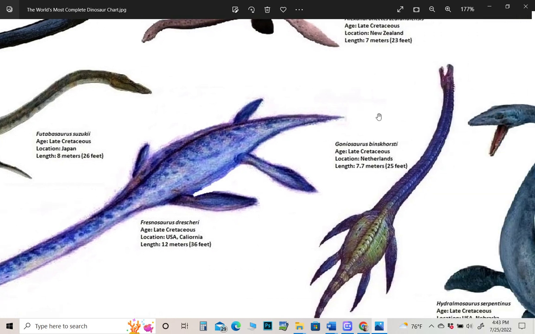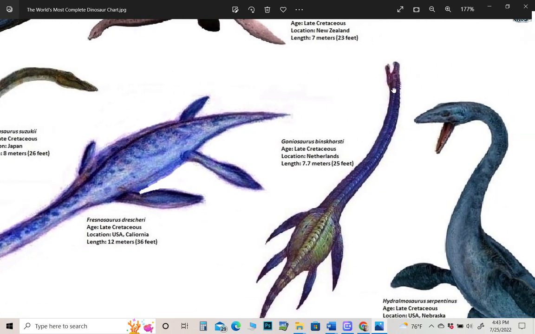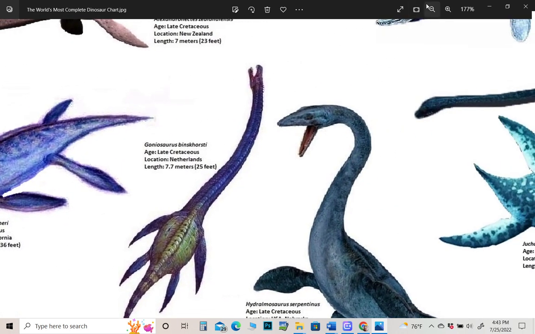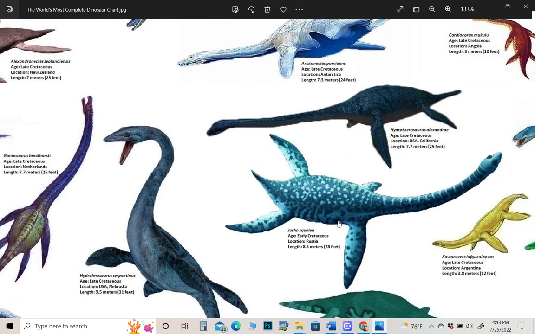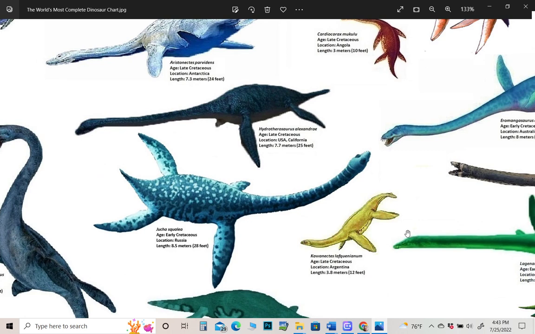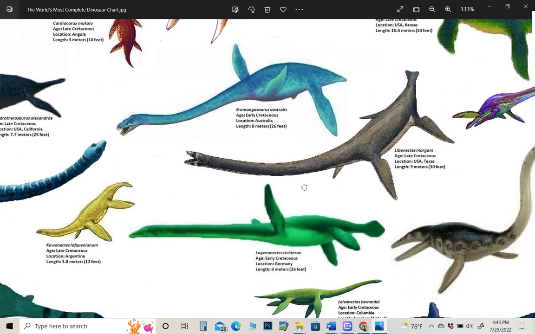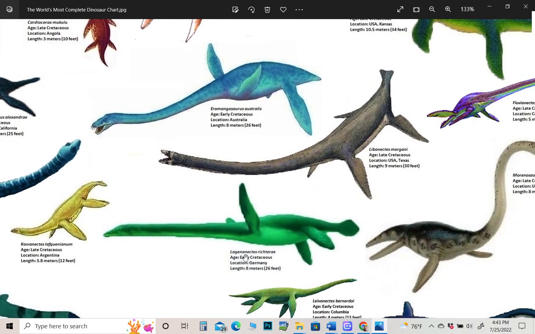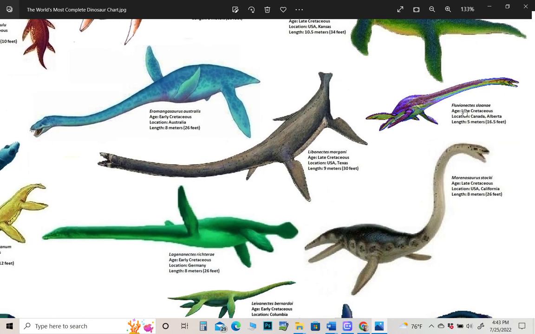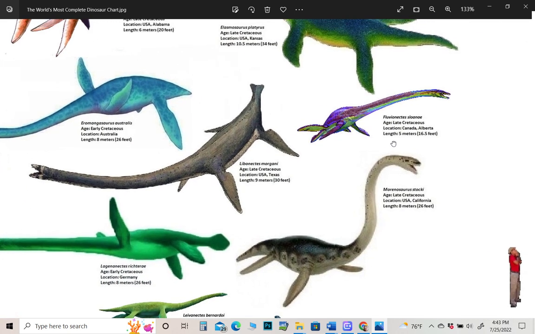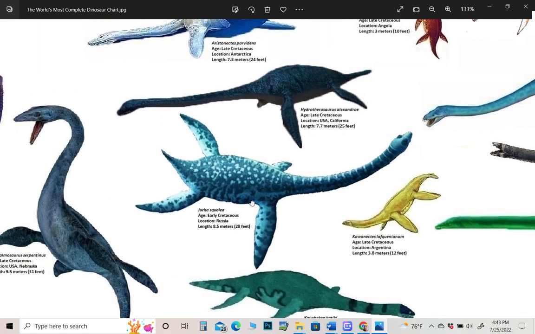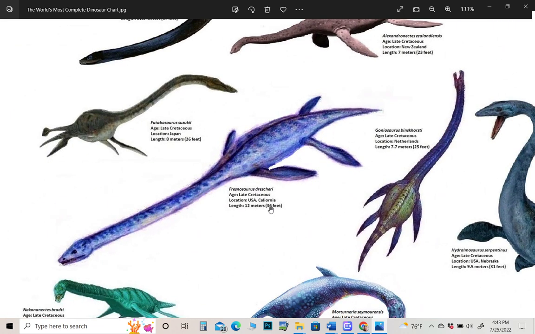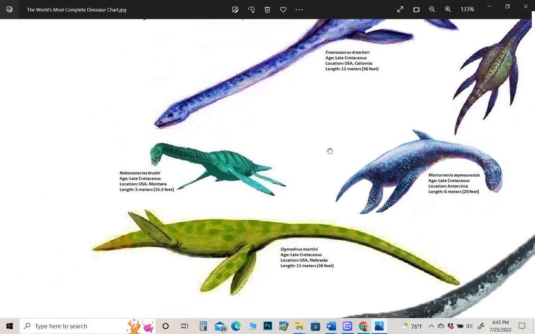Futabosaurus, Fresnosaurus, Goniosaurus, Hydrelmosaurus. I'm going to zoom out to make sure I'm not missing stuff. Hydrotherosaurus, Jucha, Kawanectes, Aeromangosaurus, Legonectes, Lebonectes, Fluvionectes, Morenosaurus. Most of the late Cretaceous. Not many of these made it to the late Cretaceous, but some did, obviously.